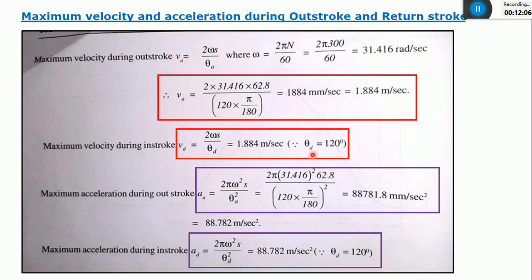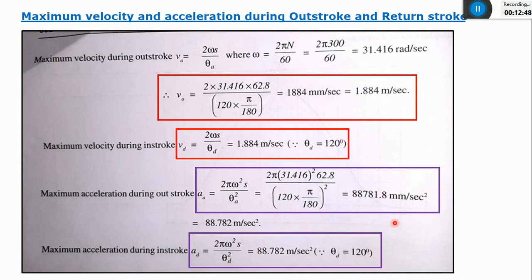Since both the outward stroke and the return stroke are with an angle of 120, I'll get a similar answer, that is 88.782 meter per second square, which is nothing but the maximum acceleration during the return stroke. So these are the four answers. I got the maximum velocity during outward stroke, that is 1.884. Since the angle is the same during the return stroke, I'll get the similar velocity, that is 1.884. It is the same case for acceleration also. During outward and during return stroke, I'll get a similar answer because the angle is the same.